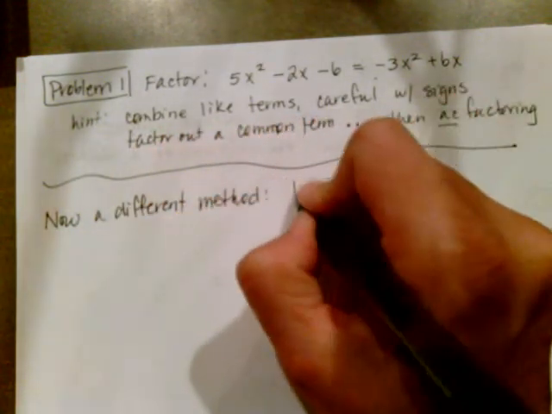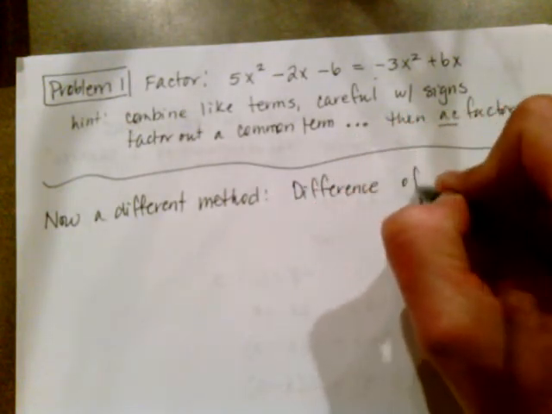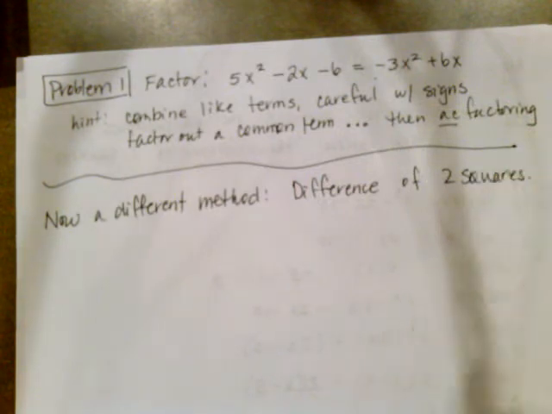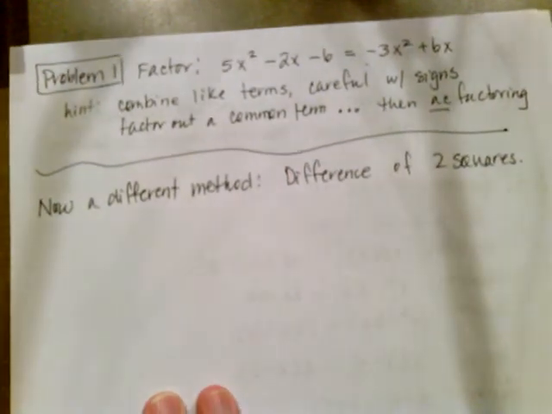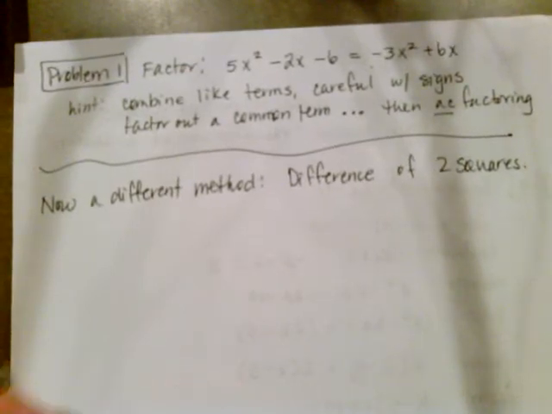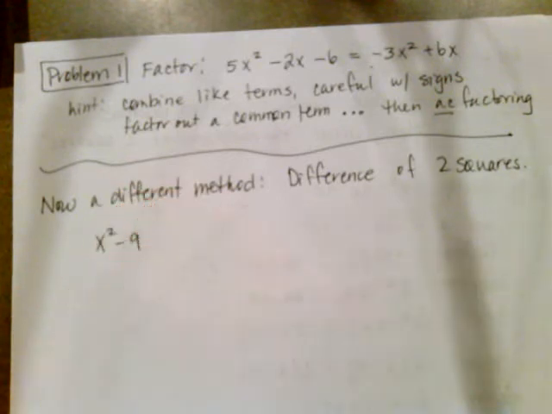And this one is called a difference of two squares. It's actually the easiest factoring method because you have very little work to do. Alright, so let me show you what it looks like. So now that would be an expression that I would ask you to factor.